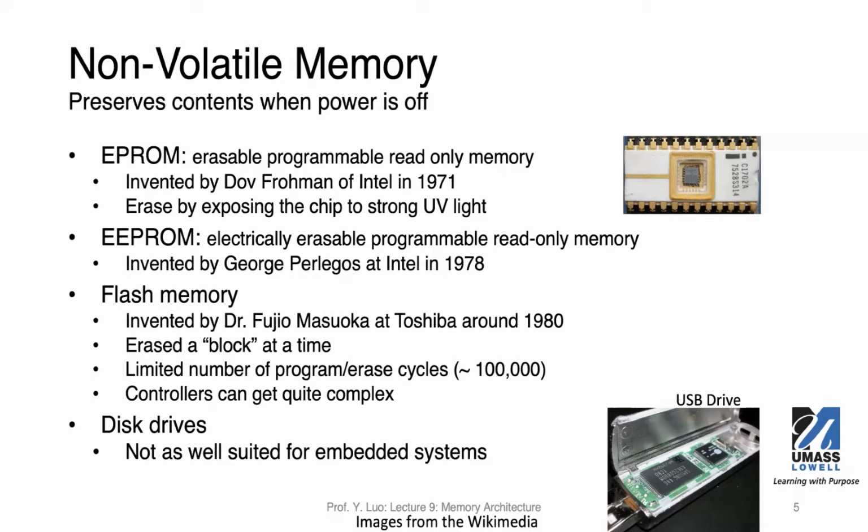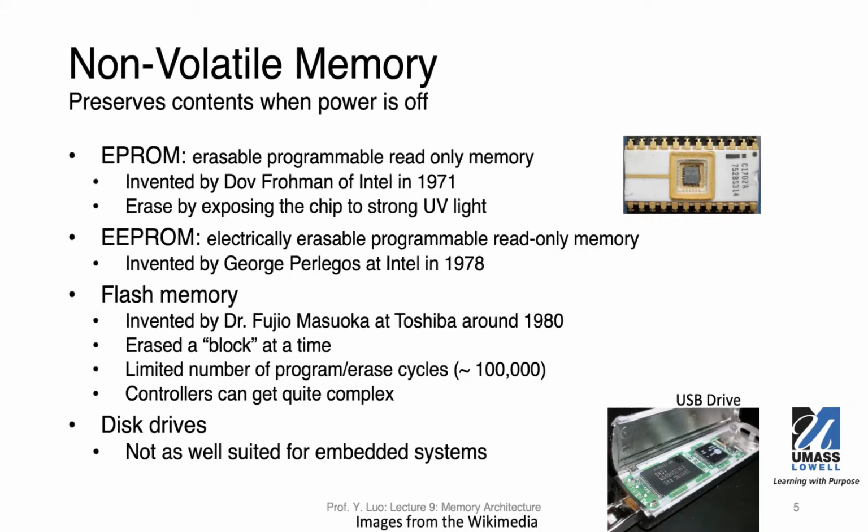So non-volatile memory essentially preserves contents when the power is off. You have been using it a lot. The USB thumb drives are a type of non-volatile memory. There are even finer categories, EPROM and EEPROM. Those are the programmable read-only memory used in computer motherboards and many other places. You basically program once, and that information will stay there. That's very useful for things like bootloaders and BIOS.